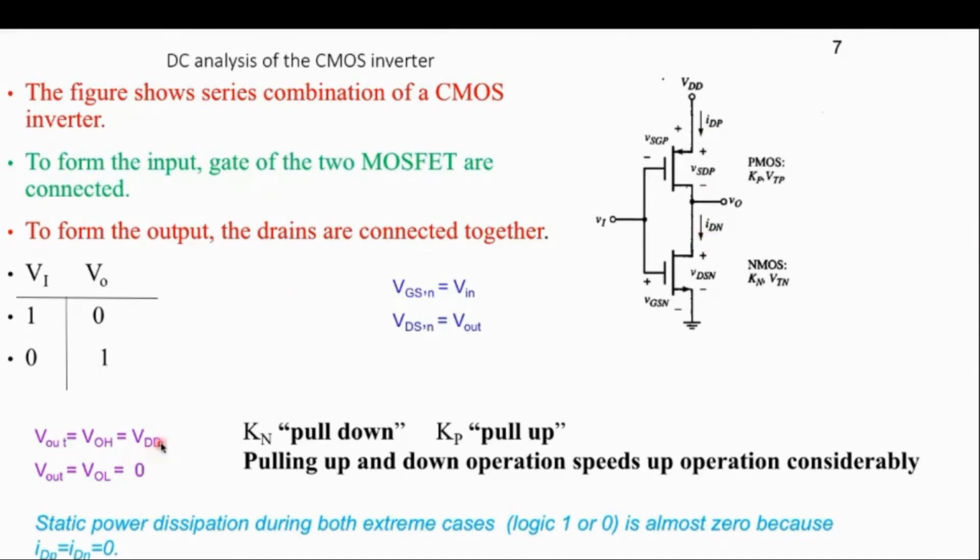Now your V out: when your input is 1, output is 0. The maximum value of V out is VDD. That is what we are talking about. And the minimum value of output is 0. So whenever you are using CMOS as an inverter, you get a full voltage swing. Your signal will swing from 0 to VDD. In the conventional case, we have some losses because of this particular load. That is avoided in your CMOS. So this is the advantage of your CMOS inverter.